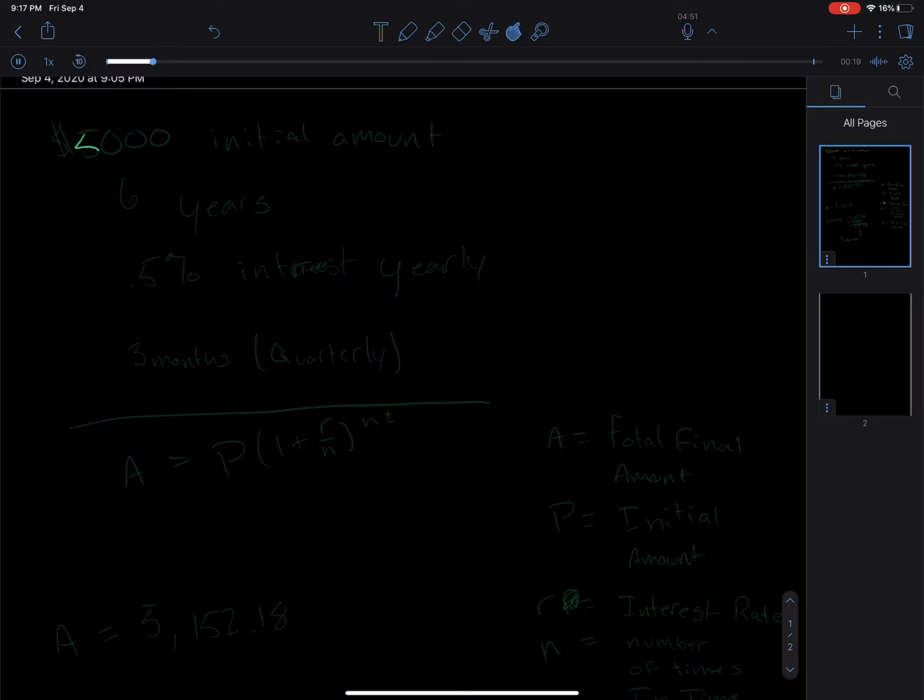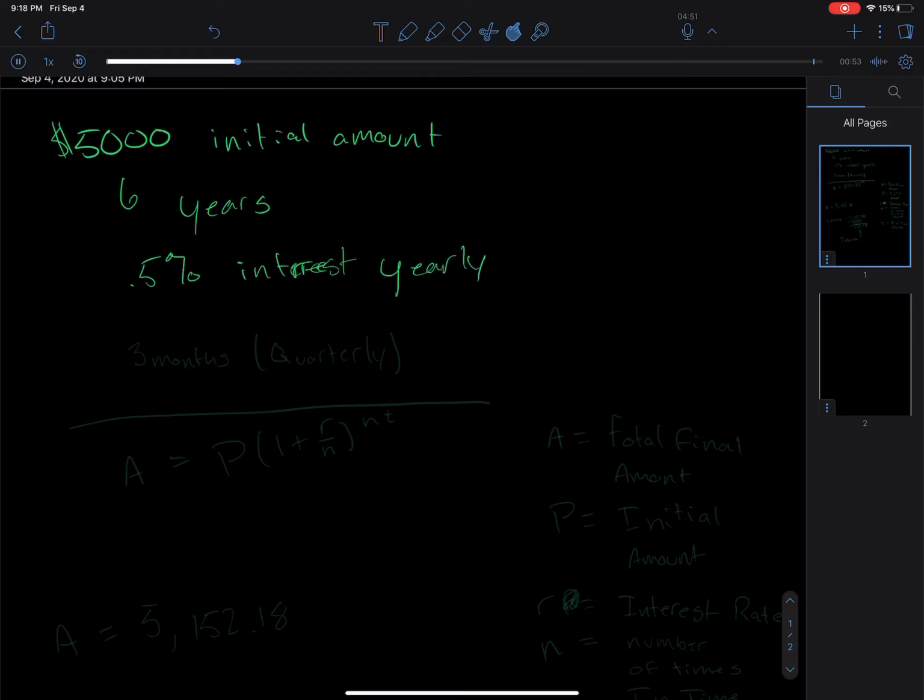All right, so we can start with the $5,000 is the initial amount. You were given 6 years to pay back. So that's our time period. Charge it 0.5% annually, so that's the interest amount. And it's compounded every 3 months. So that's quarterly.